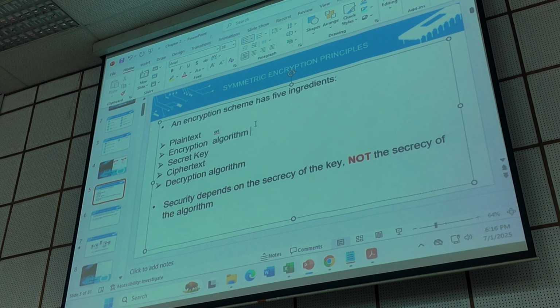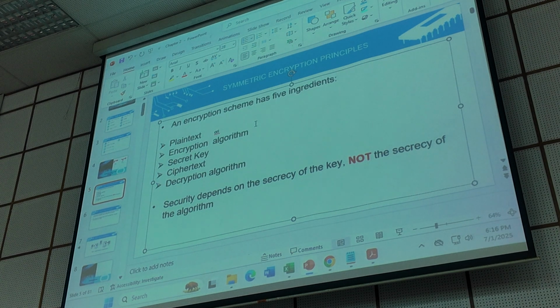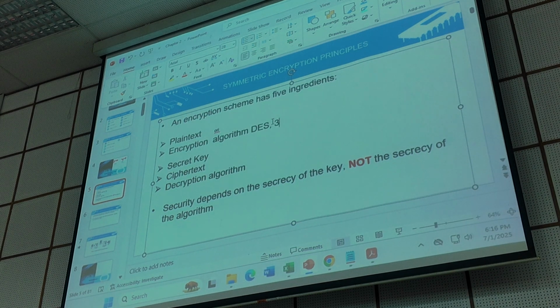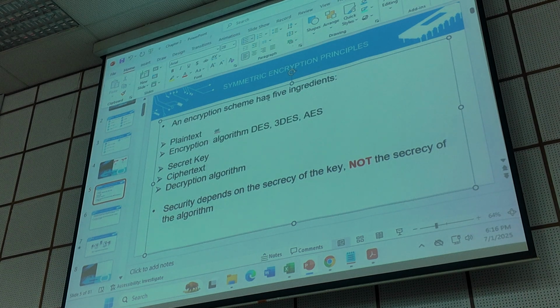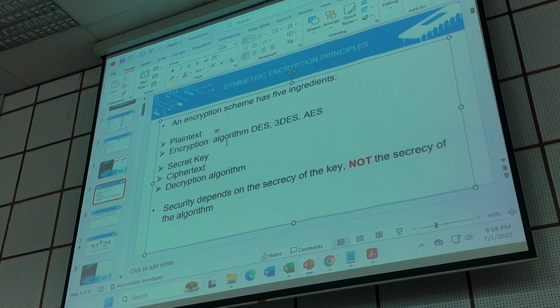For symmetric encryption, there are a total of 3 algorithms. One is known as DES, 3DES, and also AES. You will learn these 3 algorithms. This algorithm is used for the encryption. Secret key is the key used for the encryption.